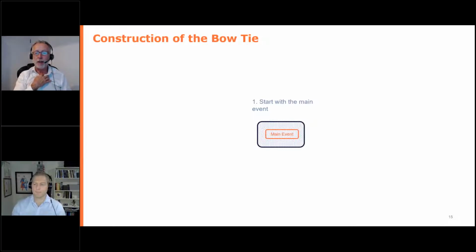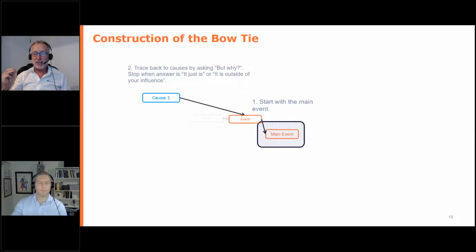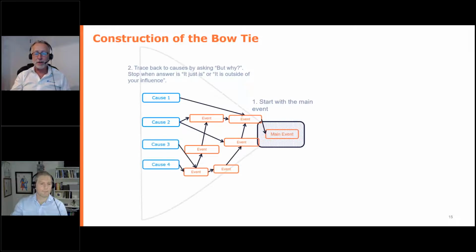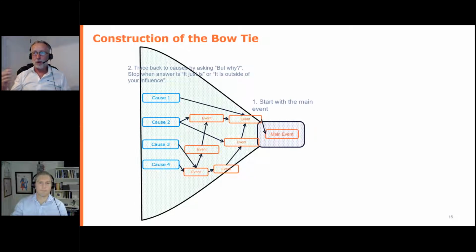We then move to the left by asking a very simple but powerful question. But why? But why? But why? Until the answer is it just is. There is no answer to but why, or it's outside of your influence. This would include things like rain, especially if you live in Australia at the moment. In Sydney, we get a lot of this, causes lots of risks.